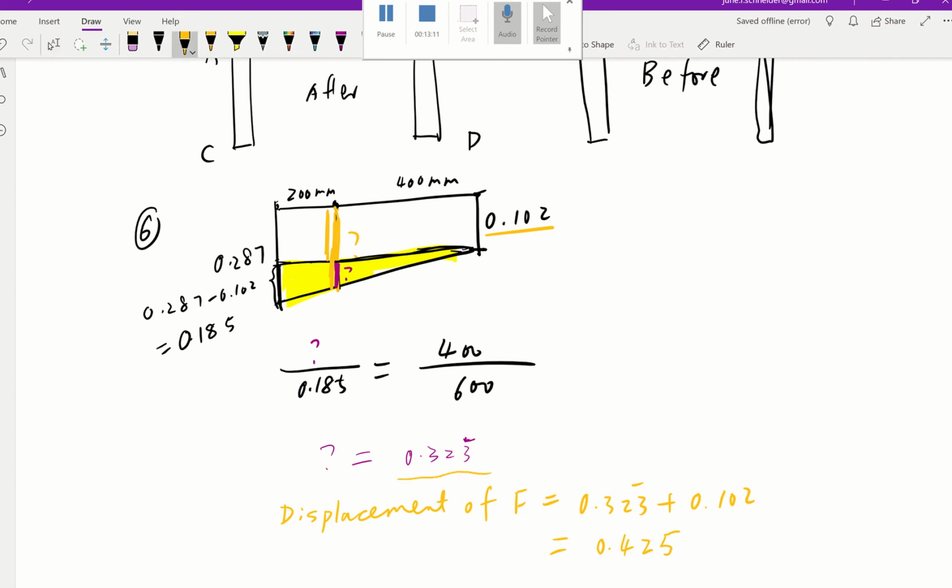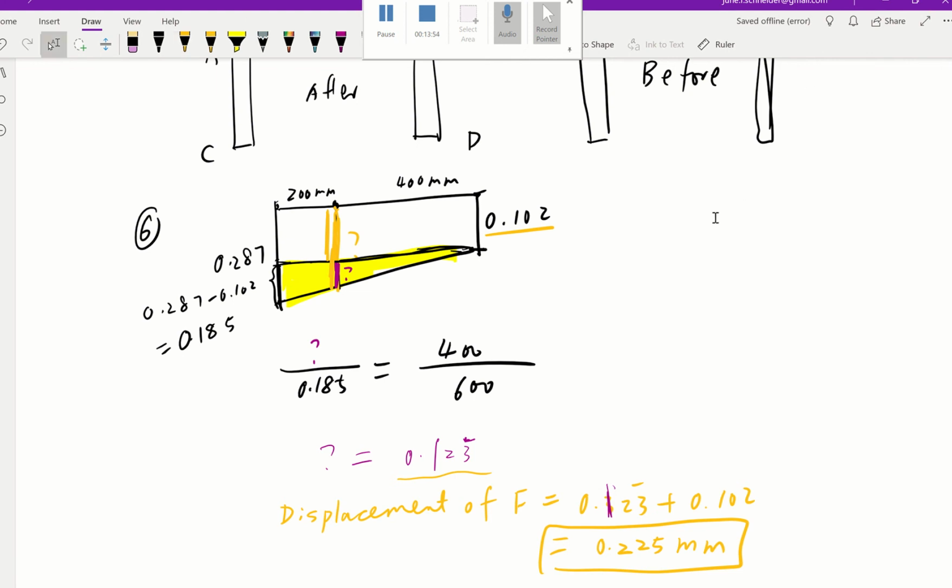I feel like this number I did is not correct. You probably already caught it before I realized. So let me try one more time. 400 times 0.185 divided by 600. Yep, I don't know where I got it wrong, but it's not that. It's 0.123. So knowing that, I'm going to go ahead and change. This is 0.123, and then that will give us a different number. That will be 0.225. That's more like it. So that's how much displacement at F.